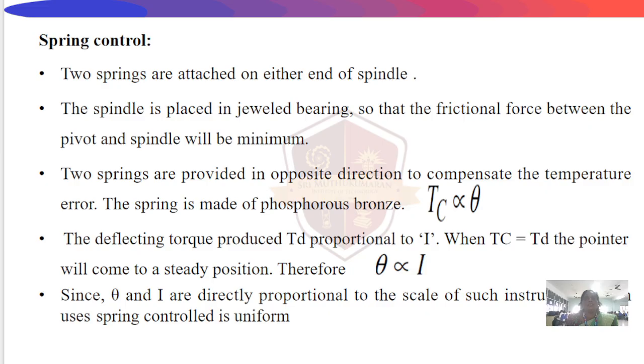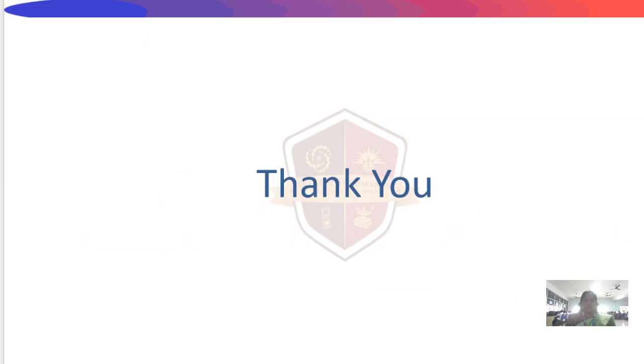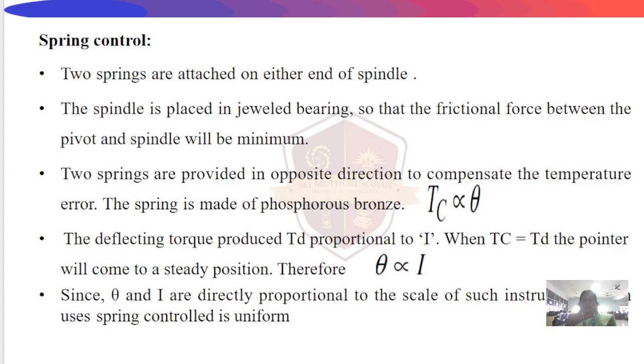One common method of producing controlling force is the spring control method. Here, two springs are attached to the spindle. The spindle is mounted on jeweled bearings, to reduce friction. The springs are placed in opposite directions to reduce temperature errors. Usually, the springs are made up of phosphor bronze.